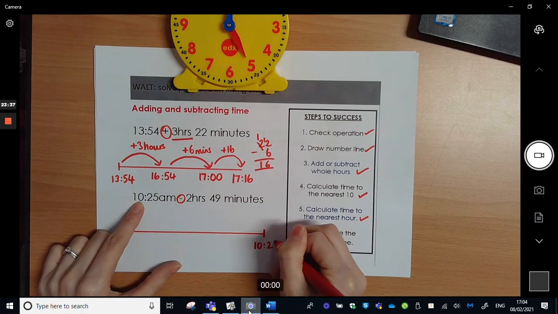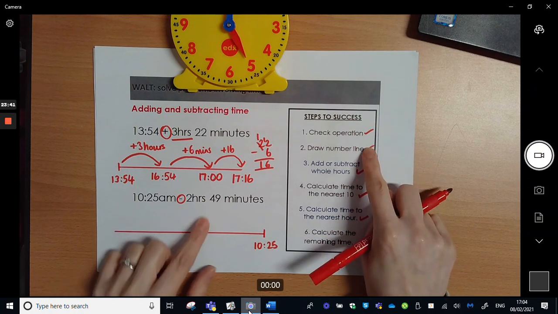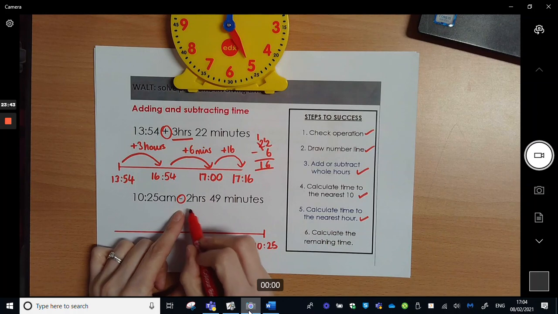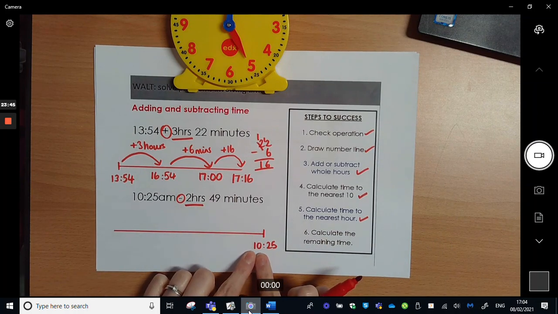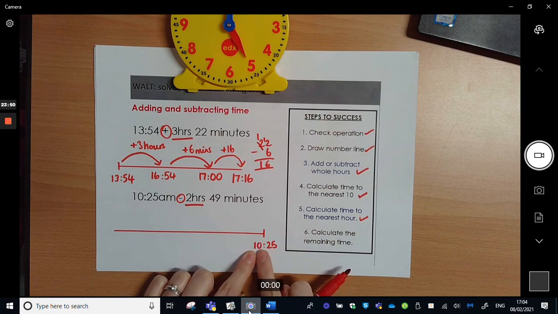10:25. And I'm taking away 2 hours and 49 minutes. So I've done step 1 and 2. Now I need to take away the whole hours. So I want you to think in your head, what is the new number going to be when I've subtracted 2 hours? Take away 2 hours.